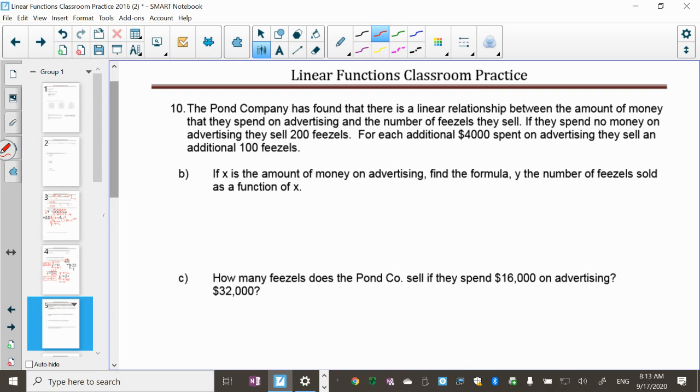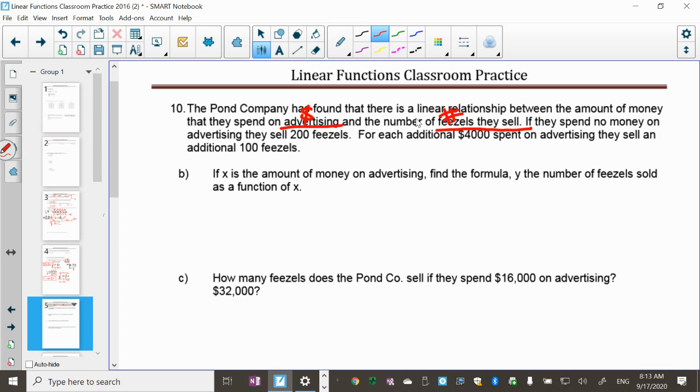So anyway, the pond company has found that there's a linear relationship between the amount of money that they spend on advertising, so advertising money. See what I'm doing? I'm reading and underlining stuff. This is what you have to do. And the number of feasels they sell. What's a feasel? I made it up. I don't know what they are, but let's pretend, okay?